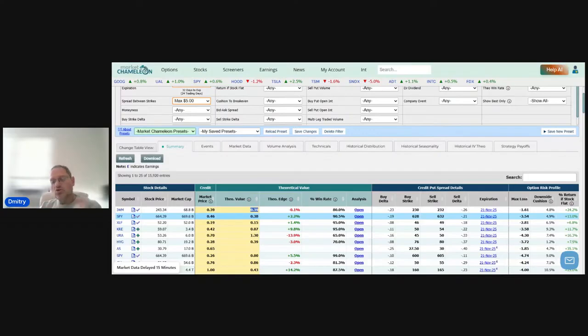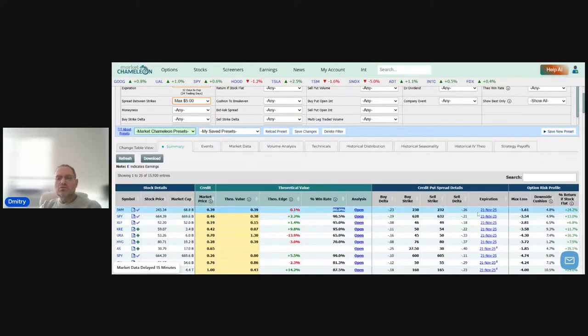Historically, if we also looked at similar spreads and based on stock moves, given the time span till expiration, what is the theoretical win rate or success rate of similar spreads? Applying those historical stock moves, and that's 80%. Okay.